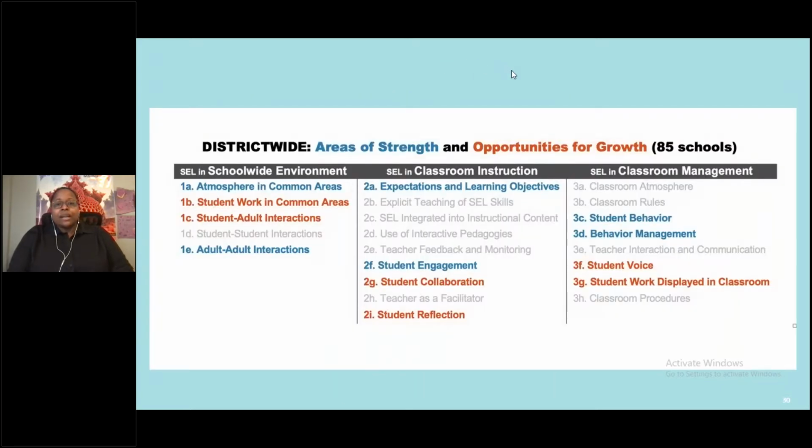So our district-wide areas, our areas of strength are in blue, and our opportunities of growth are in red. You'll notice that atmosphere in the common areas and adult-to-adult interaction are areas of strength. We started in area 1 with student to student relationships and adult to adult relationships. But what we found, we weren't really measuring or observing relationships, we were observing interactions, how they communicated, how they talked to each other. With classroom instruction, explicit learning and objectives, student engagement, and then for our classroom management, student behavior and behavior management. Next slide, please.